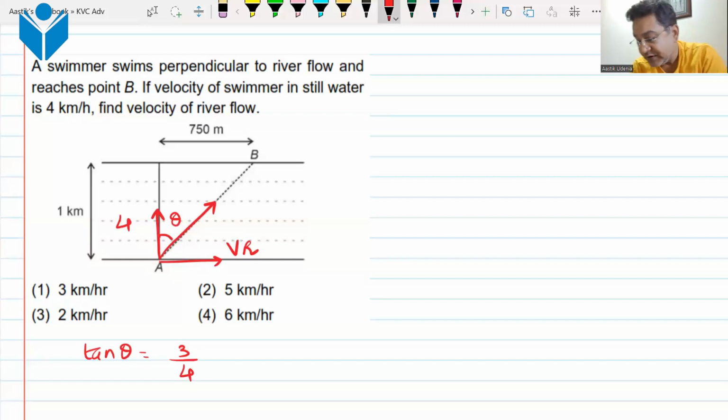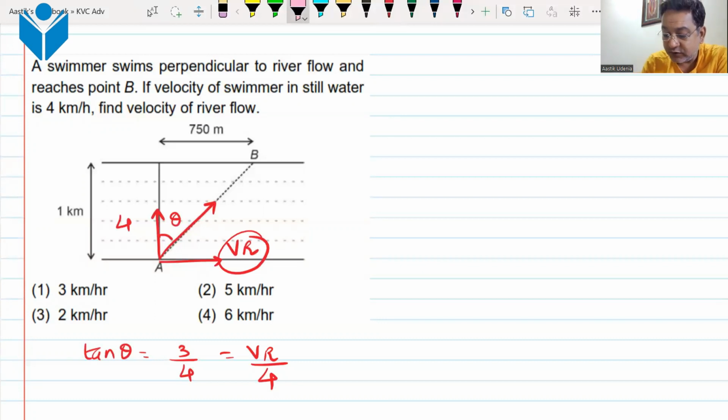Yes or no? Yes, sir. That will be equal to velocity of river, the horizontal component divided by the vertical component. So the velocity of river has to come as 3 kilometer per hour. Chalo. Let us move on to the next question.